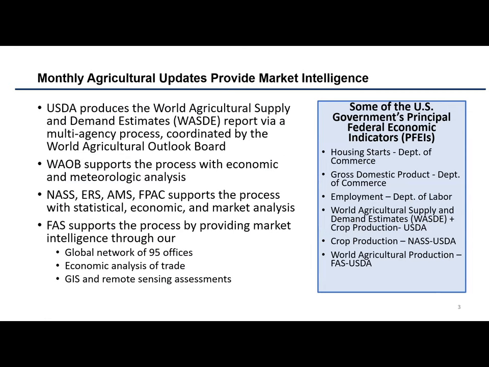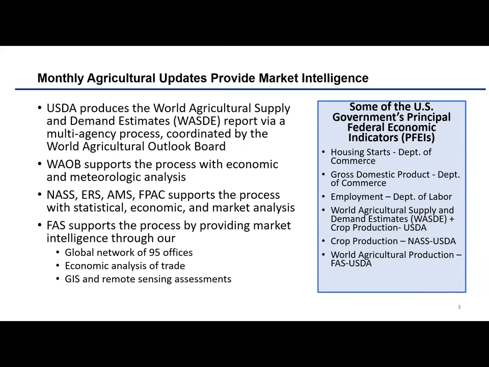So USDA produces a report that's called the World Agricultural Supply and Demand Estimates. And this report is created through a multi-agency process that's coordinated by the World Agricultural Outlook Board. Now that Agricultural Outlook Board has both economic and meteorological analysts on their staff. So meteorology is just a fancy term for the study of weather.